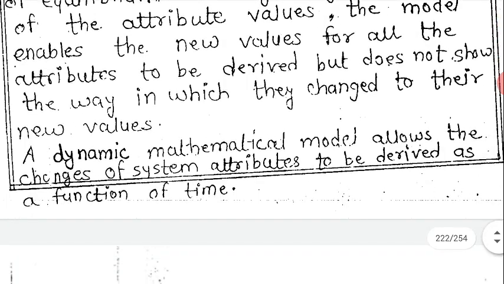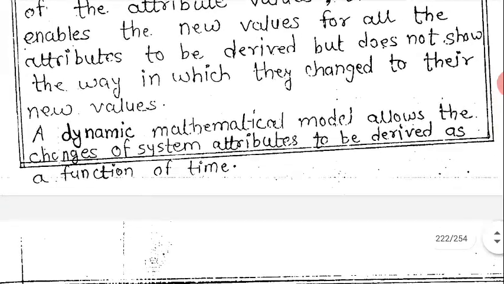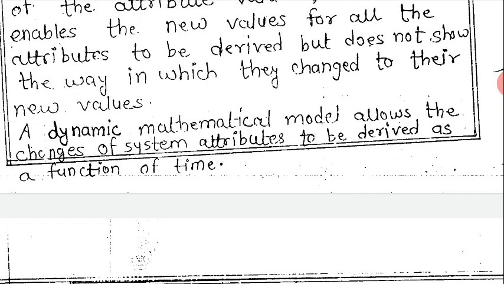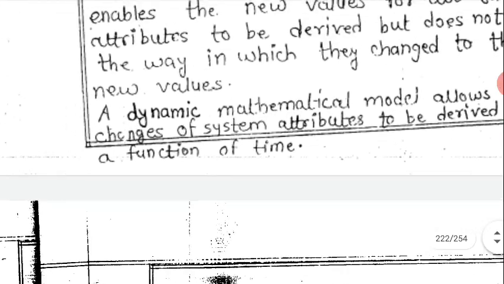A dynamic model allows the changes of the system attributes to be derived as a function of time.